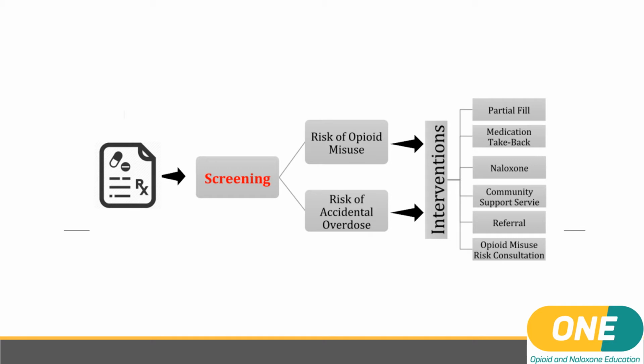Interventions are based on clinical judgment as well as the risk stratification level. The interventions include partial filling of the opioid medication, education about medication take-back programs, discussion, prescribing and dispensing of naloxone, referral, like to the Community Support Service Network, and opioid misuse risk consultation.